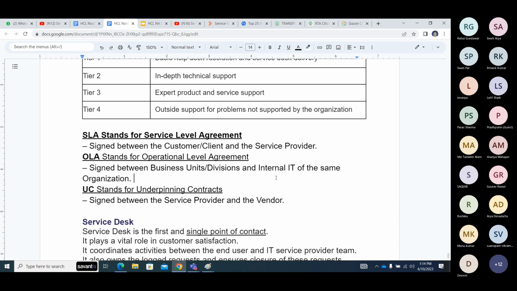OLA. SLA is a common question, guys. That's why SLA is compulsory. Don't forget. It is better to remember the remaining ones also.